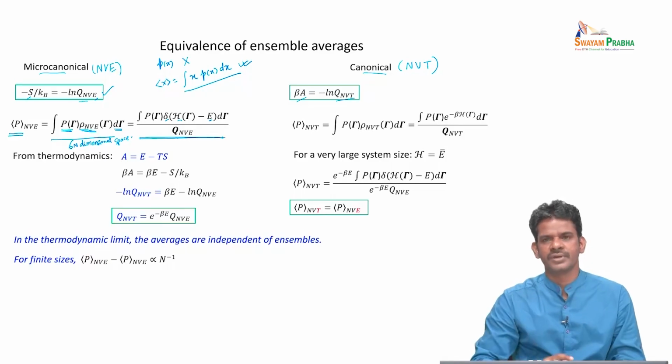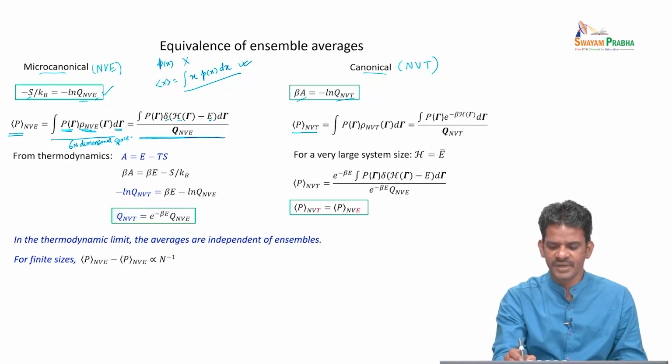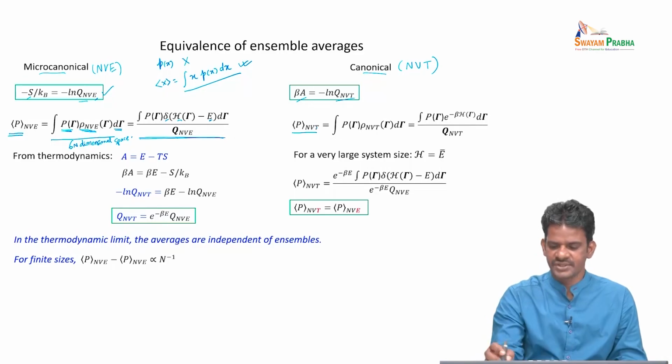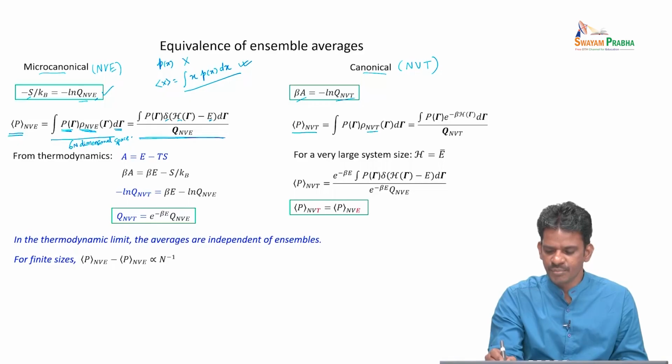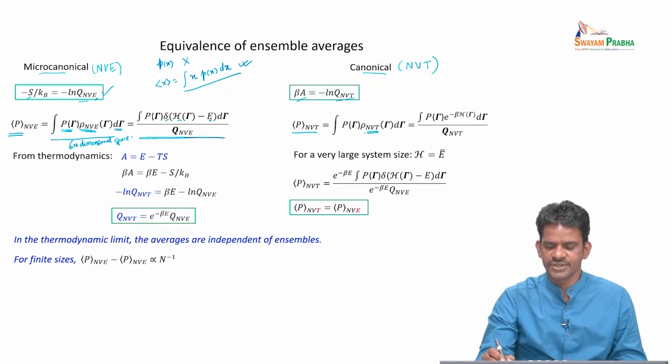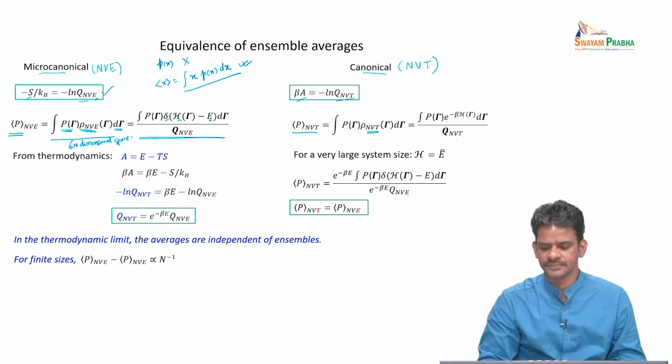Now we will go to the canonical ensemble. Here again we write the ensemble average of pressure in an NVT ensemble. The expression is the same; the only difference is that the distribution function rho should depend on the ensemble variables, which are N, V and T, and we substitute rho as the exponential of minus beta Hamiltonian divided by the partition function.